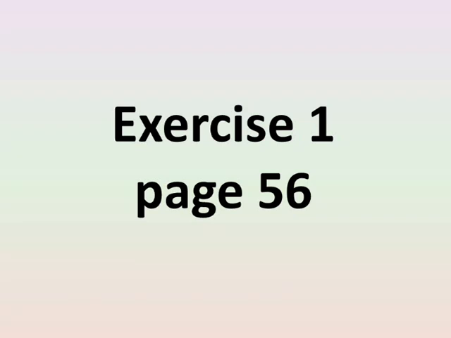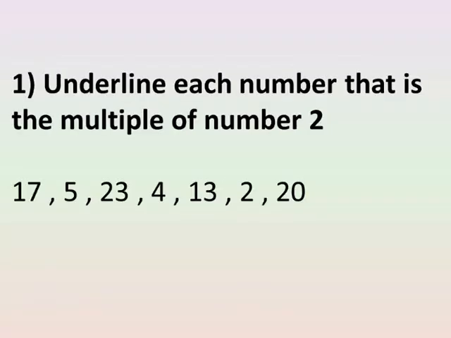Exercise 1, page 56. Number 1, underline each number that is a multiple of 2. A multiple of 2 must be an even number. So what are the multiples of 2? They are, of course, all the even numbers. Surely not 7, 5, or 23. So it's 4, 2, and 20. Okay, all the even numbers are multiples of the number 2.